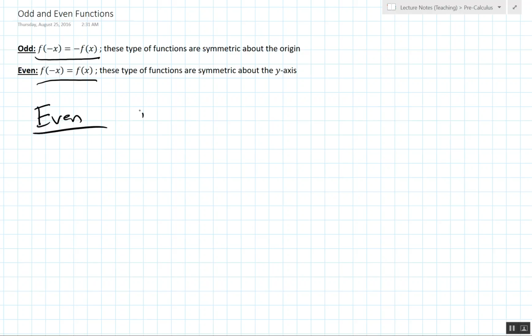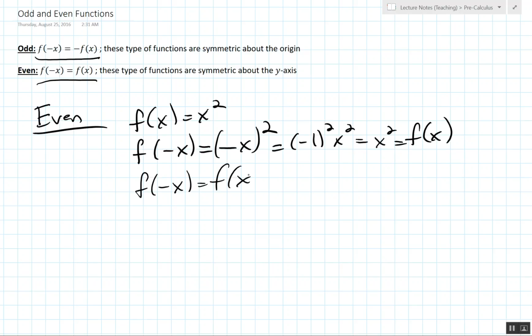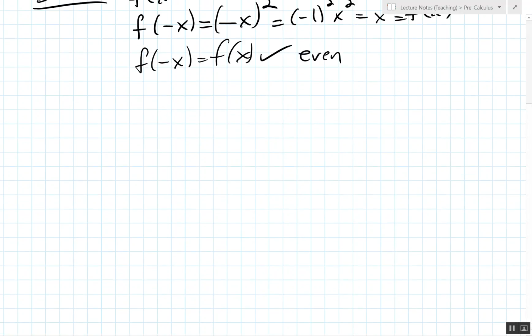And so we're going to look at f of x equals x squared. And so let's prove that it's an even function. If we take f and evaluate it at negative x, that gives me negative x all squared, which is just negative 1 squared times x squared, which gives you x squared, which is our original function. So therefore f of negative x does equal f of x, and it's even. So, even function. So let's look at its graph.